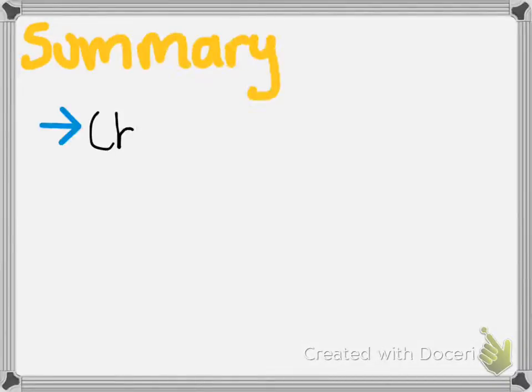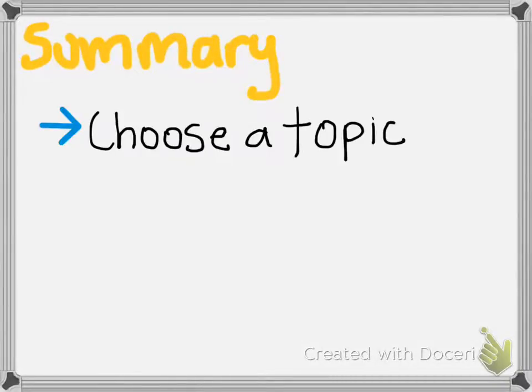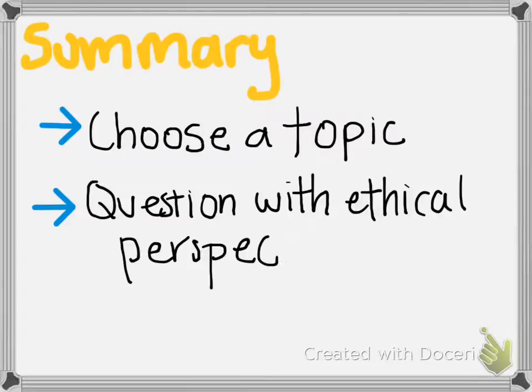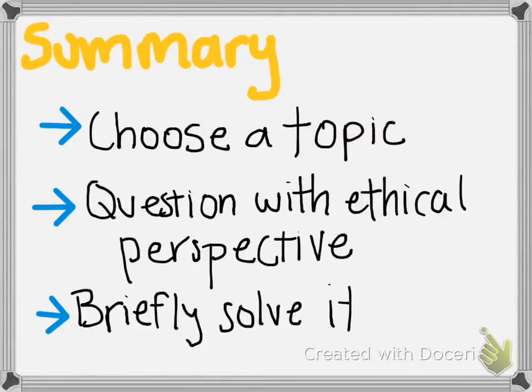So here's the summary to elaborate the first part of your outline. First, you have to choose a topic. Second, you have to elaborate a question with an ethical perspective. And third, you have to try to solve it briefly.